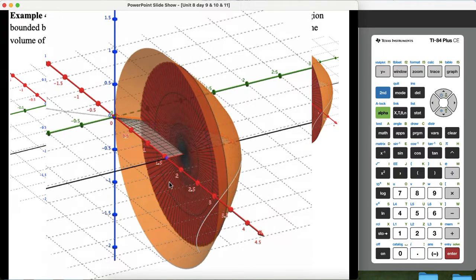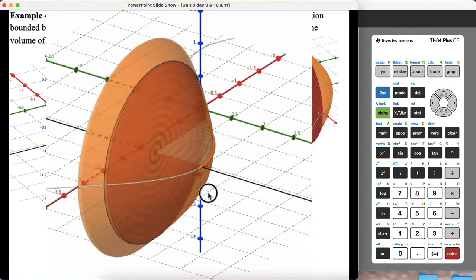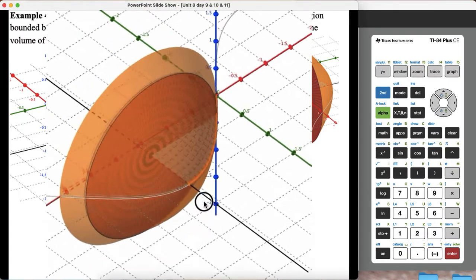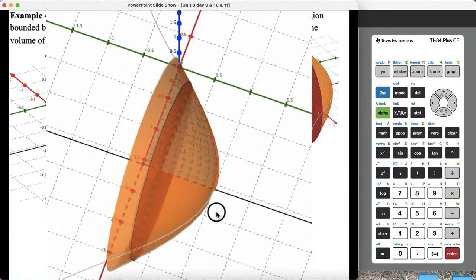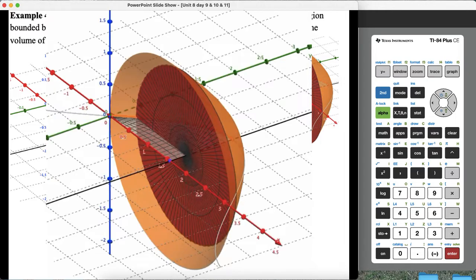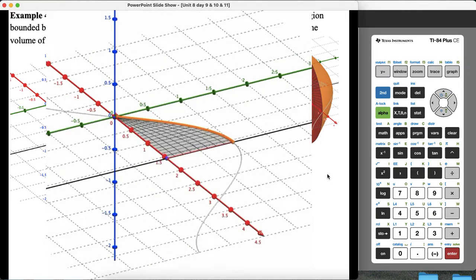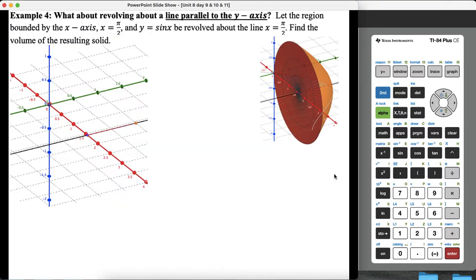So we still have a circular cross-section though. It's just about the line pi over 2. And you notice the thickness is still dy. And so looking at that, we get this kind of dome-shaped looking thing. So as we graph this, there's our graph in the first quadrant.